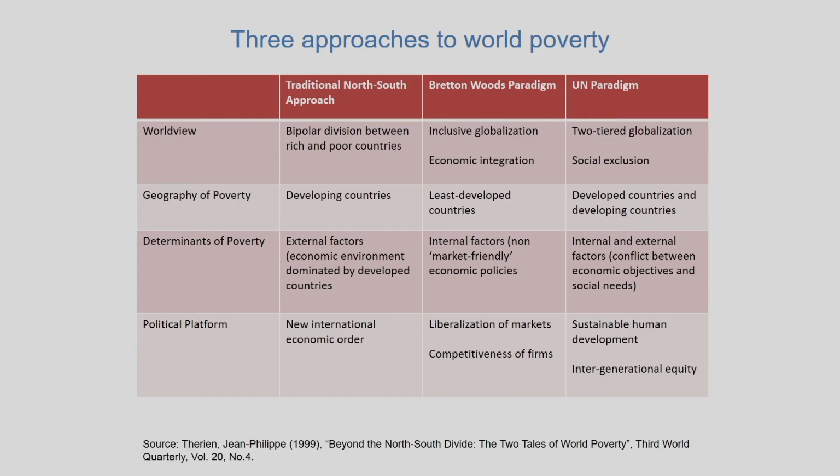And the political platform that these approaches used to forward their ideas of economic development. The traditional North-South approach talked about a new international economic order, basically integrating the North and the South, and what Prabhat Patnaik was referring to as diffusion of development of the North into the South. The Bretton Woods paradigm started talking about liberalization of markets and competitiveness of firms, and the UN paradigm started talking about sustainable human development and intergenerational equity. In the last 20 years or so, we see a dominance of discussion with respect to all of these, liberalization of markets, human development and intergenerational equity, in the literature on growth and development.